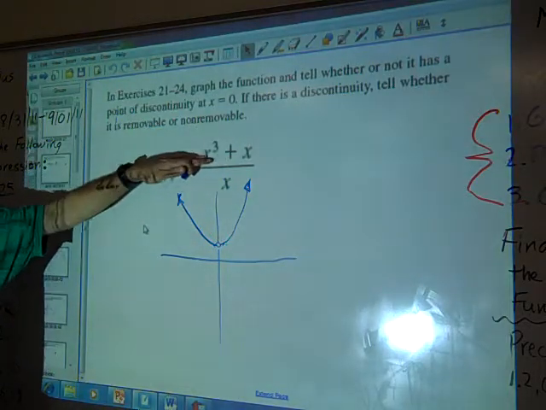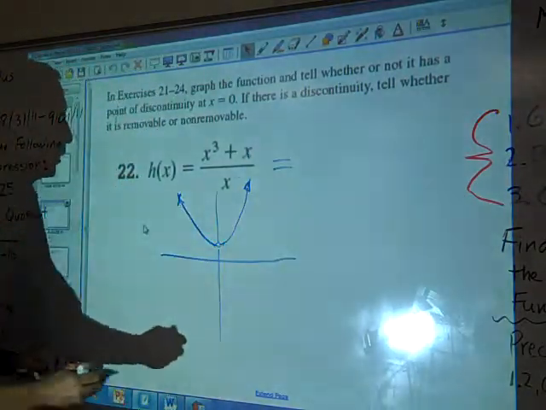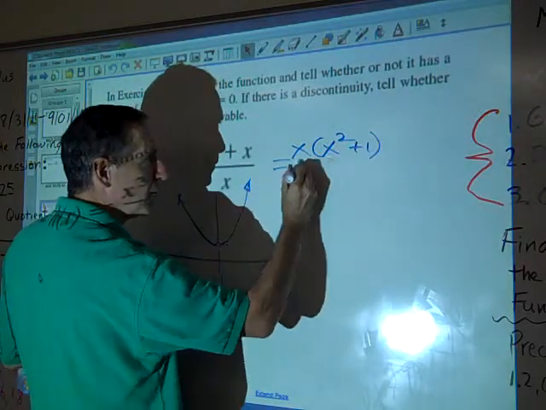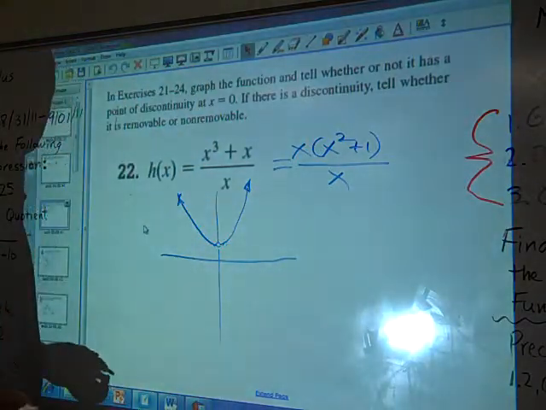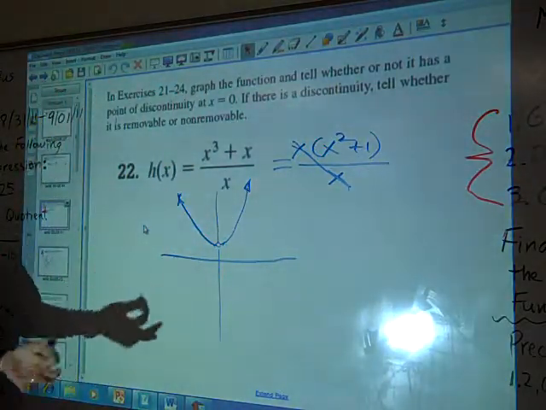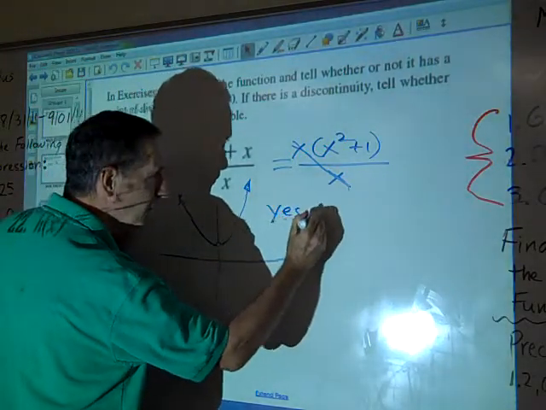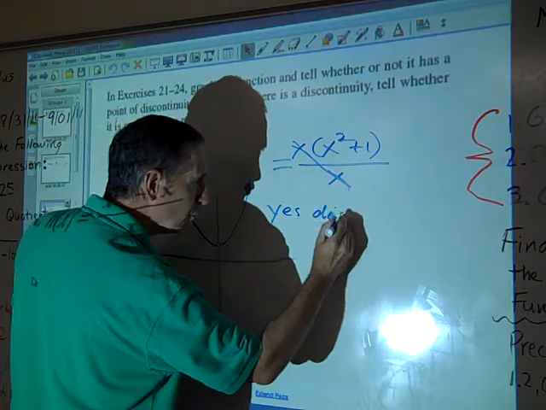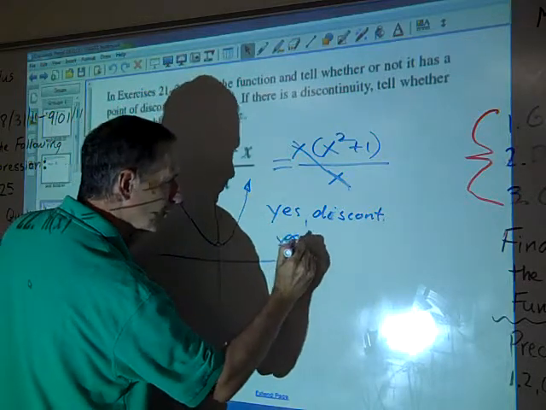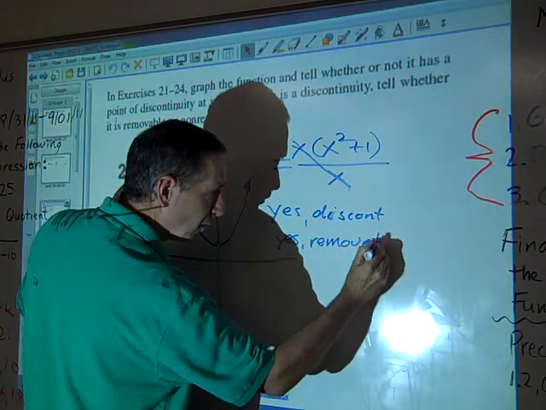Can we find the greatest common factor up here? What's our greatest common factor of x cubed plus x? Okay, so x, right? So x times quantity x squared plus 1, all over x. What can we do now? So, were we able to remove that discontinuity? Yes, we were. So, yes, there is a discontinuity. Okay, I'll put discontinuity, but yes, it is removable. So it's a yes, yes.